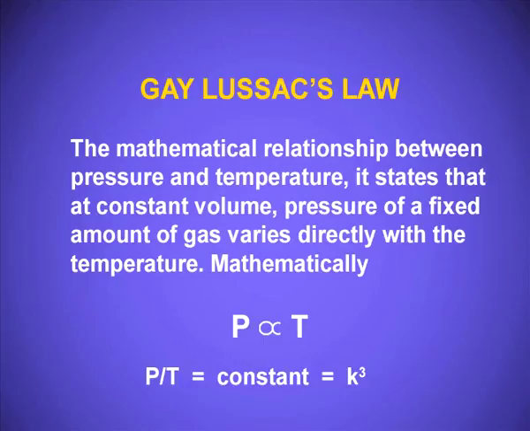It states that at constant volume, pressure of a fixed amount of the gas varies directly with the temperature. Mathematically, P is directly proportional to T. P upon T is equal to a constant, and here the constant is K3. The graph, when plotted between pressure and volume keeping temperature constant, is known as isotherm. So we have three types of graphs: isobars, isotherms and isochores.